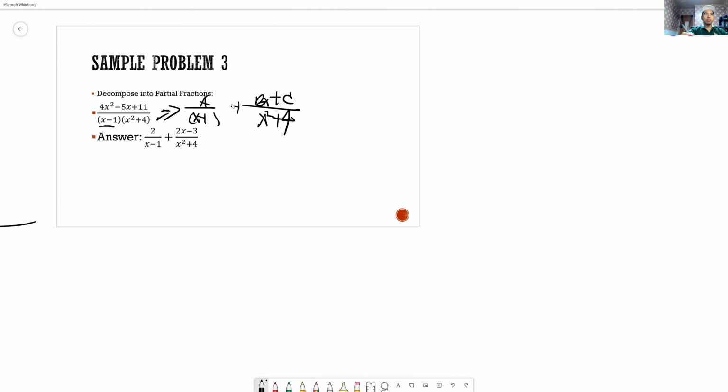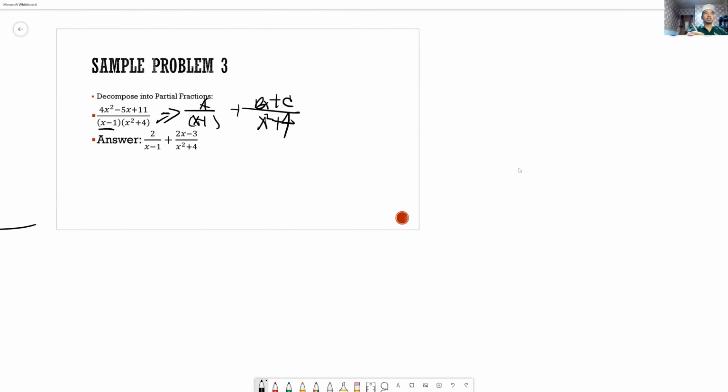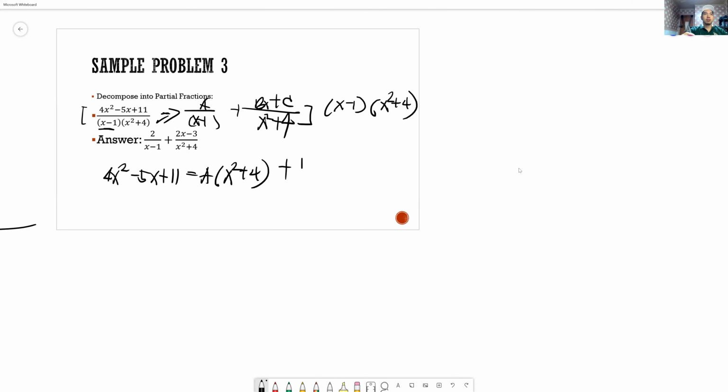Okay, now that we have this, we can now reduce this to, as usual, a single line equation. So we multiply that with x minus 1 and then x squared plus 4. Multiplying everything with this one, that would be 4x squared minus 5x plus 11 is equal to a multiplied by x squared plus 4 plus bx plus c multiplied by x minus 1.